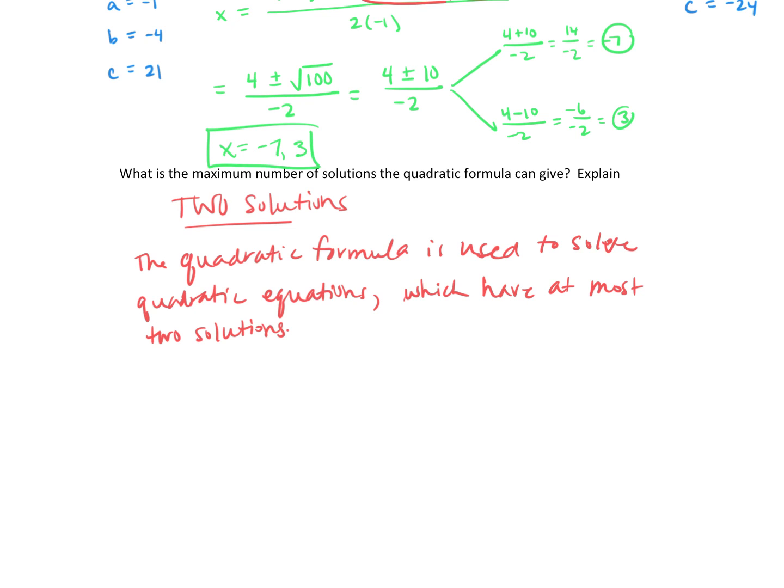Remember what this looks like on a graph is your parabola crossing the x-axis. The most number of times that a parabola will cross the x-axis is twice. So that is the maximum number of solutions the quadratic formula will give us.